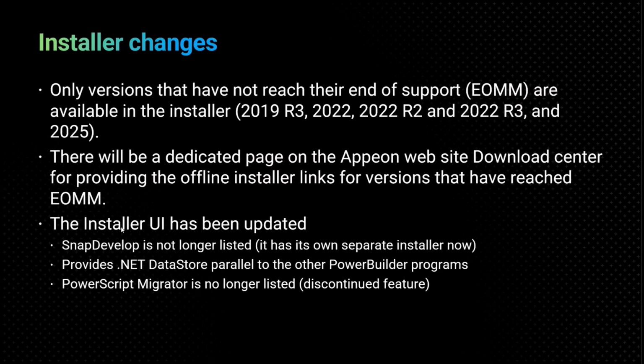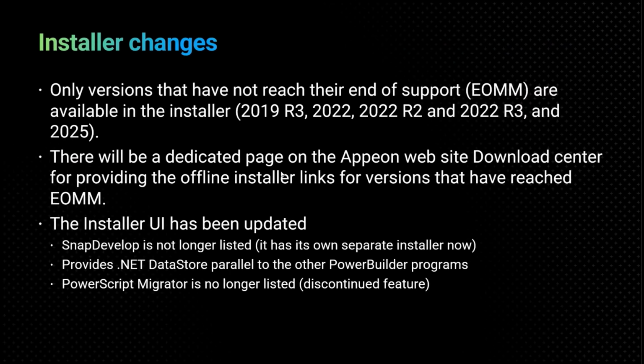2019 is, I believe, a LTS version, long-term support. It doesn't mean that you can't get them. It just means you can't get them through the PowerBuilder installer. There'll be a dedicated page on the Appian website, Download Center, for providing offline installer links for the other versions that have reached their end of life, if for some reason you wanted to use them.